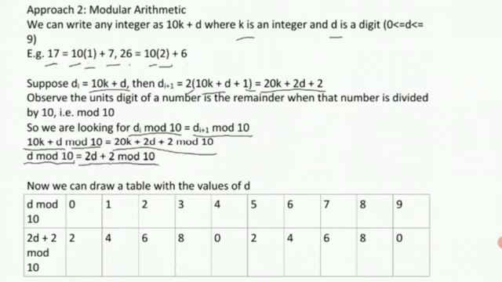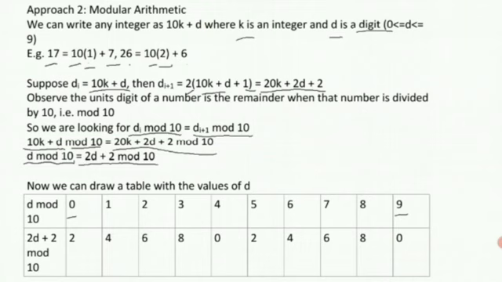From here, we see that this is an equation that only depends on d, and we said earlier that d is a digit, meaning it's an integer from 0 to 9 inclusive. So now we can draw a table of the values for d. We know that all the possible values for d are from 0 to 9. And let's compute d mod 10 and 2d plus 2 mod 10.